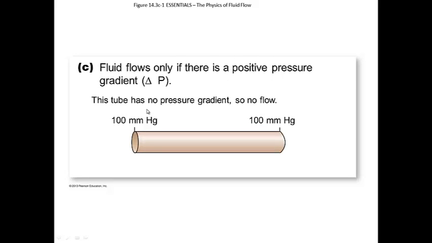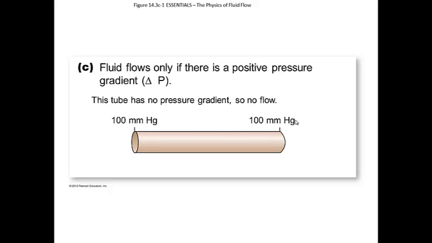With a pressure at 100 millimeters mercury on both sides of this tube, there is going to be no flow. The pressure is the same on both sides. There is no gradient. 100 at the start minus 100 at the finish is 0. 0 gradient equals no flow. Now in these cases, we're really most interested in the difference.